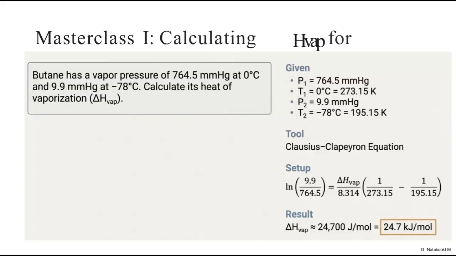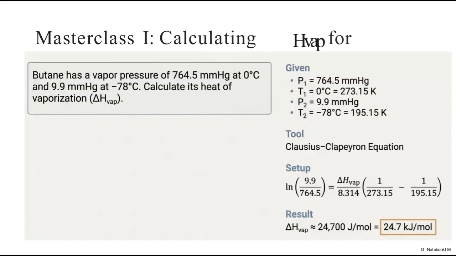By the way, you don't have to memorize the equation. You're going to have a reference table that has the equation in it with a few other things. So you just have to set it up. Plug in all the values you have. I do recommend that you list everything you have so you know exactly what is what. The 764.5 goes with 0 degrees Celsius, and the 9.9 goes with minus 78 Celsius. Just remember, you have to convert Celsius to Kelvin. We don't use Celsius in any mathematical calculations in chemistry. Everything has to be in Kelvin, especially because that R constant is in Kelvin.